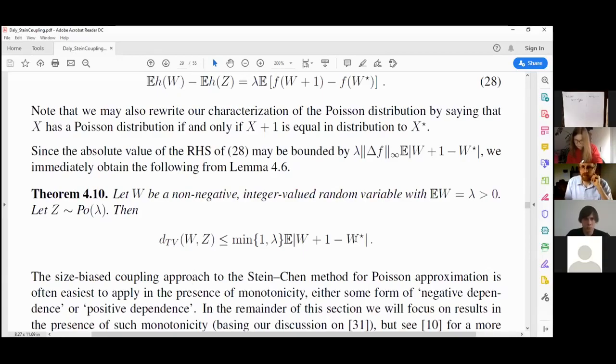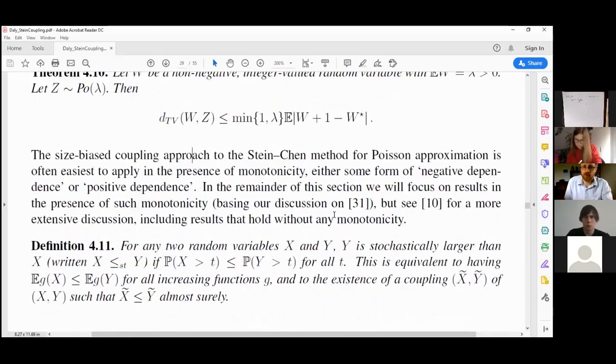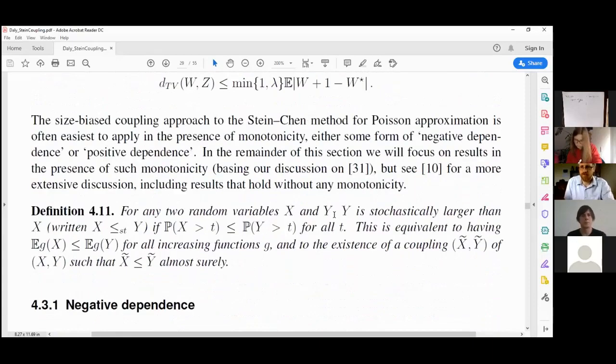I say this isn't really what I want to do. What I want to do is think about exploiting monotonicity between W star and W plus 1. There's a whole host of results we can get using this, but I don't want to think about this. What I want to do is think about monotonicity between those two random variables in terms of this stochastic ordering. This turns out to be a fairly natural way to represent the kind of monotonicity conditions that we're interested in.